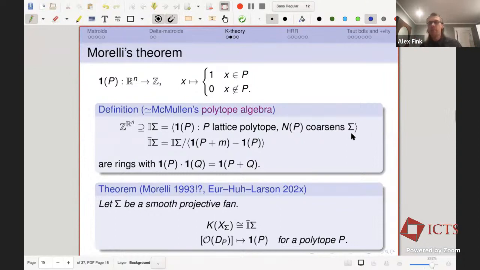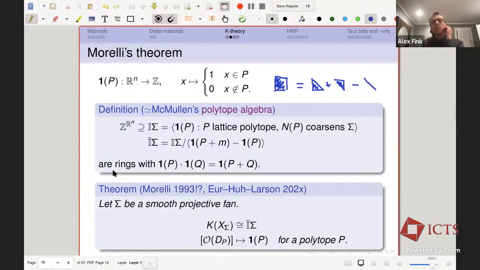I fix a fan, and look at all lattice polytopes that are compatible with this fan in the usual toric way, so that the normal fan coarsens my given fan. And I look at the group generated by all of those indicator functions. So what kind of relations are there? Well, for instance, if I have a square as one of my polytopes, say I cut it in two into this triangle and this triangle, well, I've double counted the line in the middle. So I have a relationship like that in this group of indicator functions.